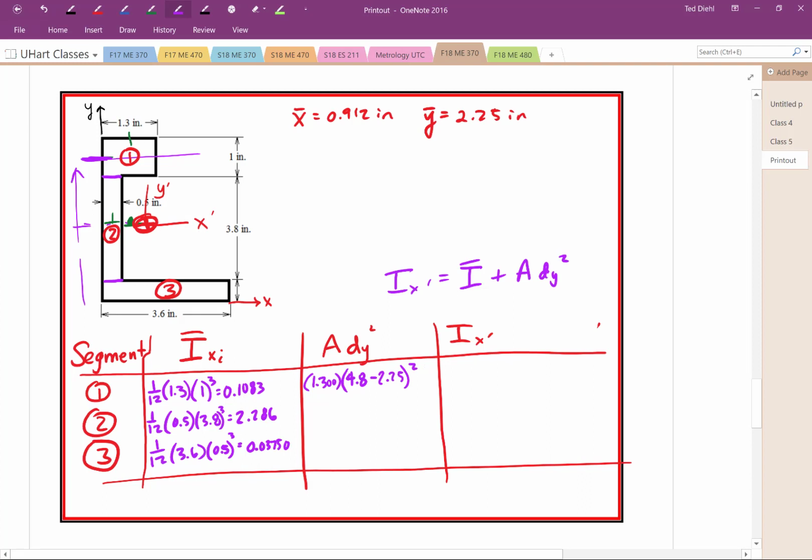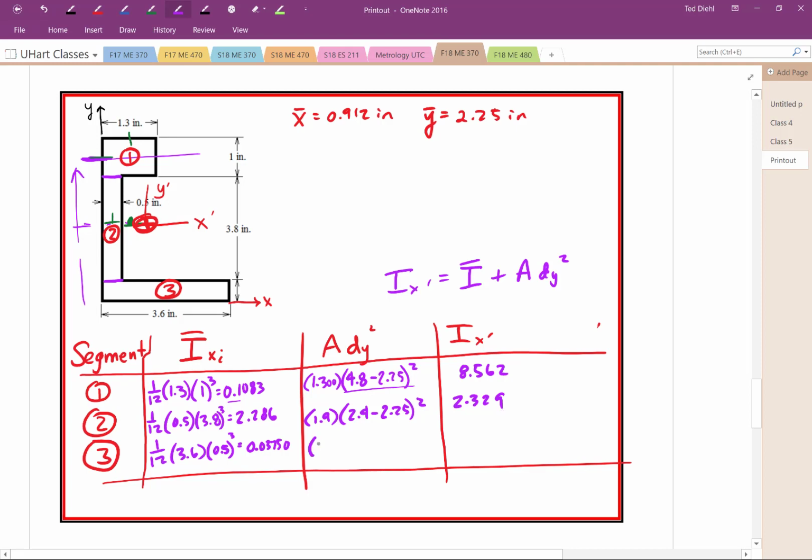I didn't add up what that thing was, but I ended up adding whatever this was to what I got here, and I end up with 8.562. Then I take the area of segment 2, which is 1.9, and 2.4 was the distance from the base at x to its centroid. And then, of course, I subtract out 2.25 and square it. If I calculate those up and add it to the segment moment of inertia, it's 2.329.